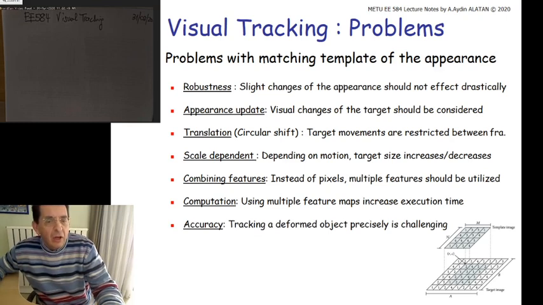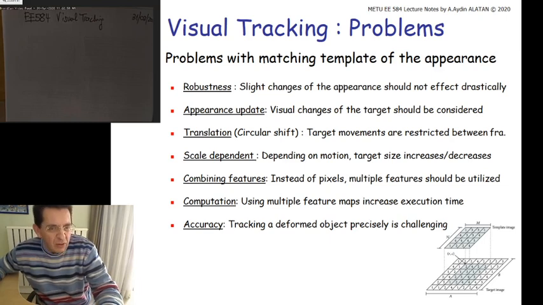Otherwise, you could try to obtain a very good tracker, but maybe basically the bounding box is just moving back and forth. Therefore, this is something we don't desire. We always would like to have a very good accuracy.